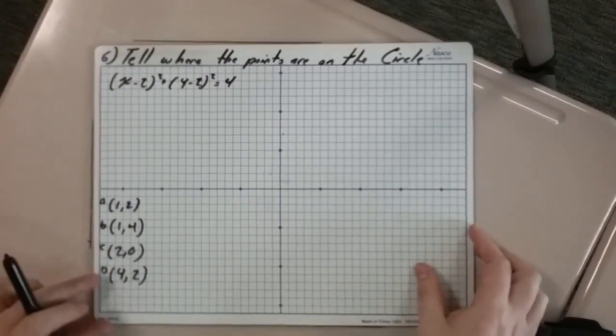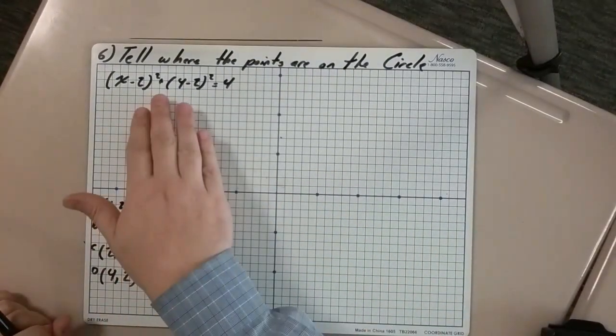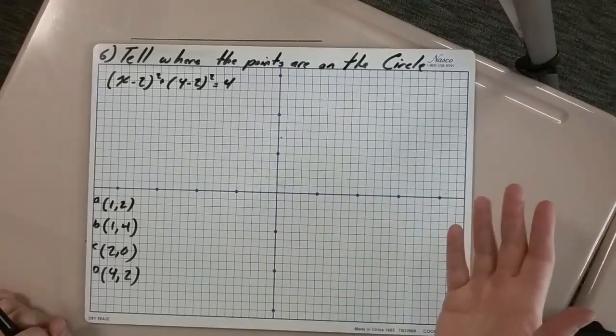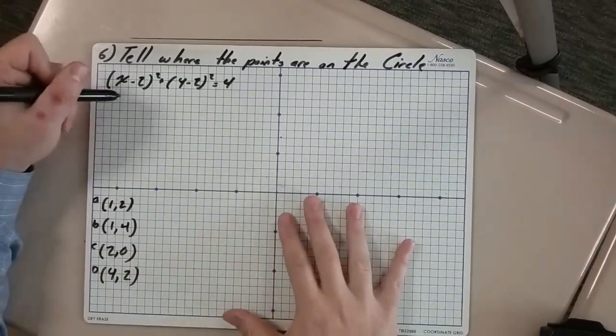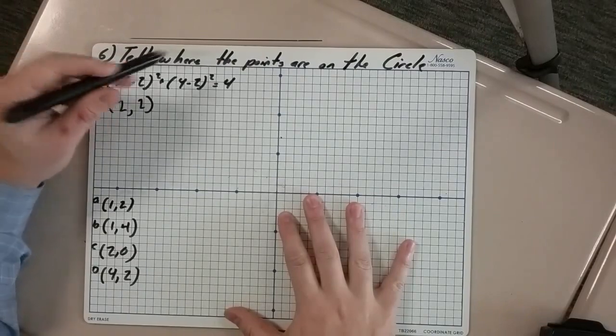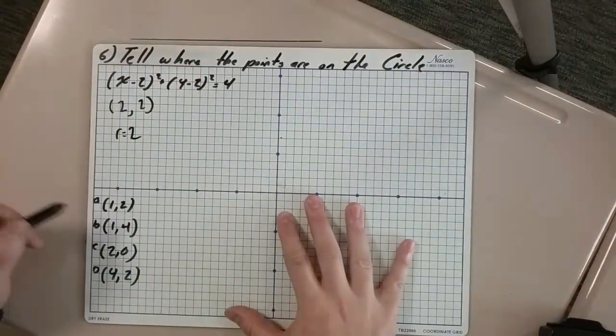The next example asks, once I graph this, where are these points on the circle? Are they inside? Are they outside? Where do they land? So let's graph this. Okay, the center here is 2, 2. And my radius is 2. Remember, you have to square root that.